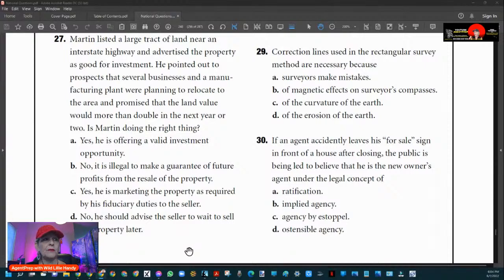A, yes, he is offering a valid investment opportunity. B, no, it is illegal to make a guarantee of future profits from the resale of a property. C, yes, he is marketing the property as required by his fiduciary duties to the seller. Or D, no, he should advise the seller to wait and sell the property later. So Martin is the listing realtor. So can we make guarantees about properties profiting in the future?